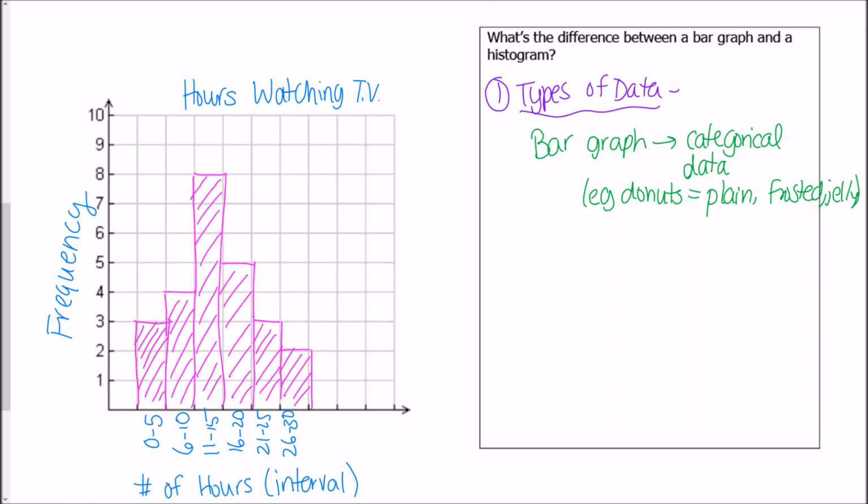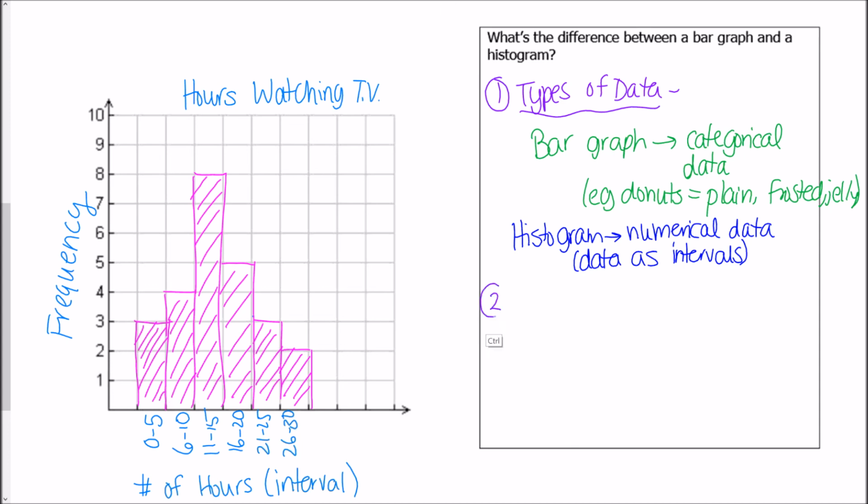A histogram is going to use numerical data, and the data will be expressed as intervals. So we have numbers in our histogram right here. It's numerical data. So that's one big difference.